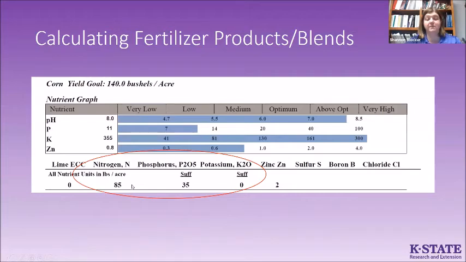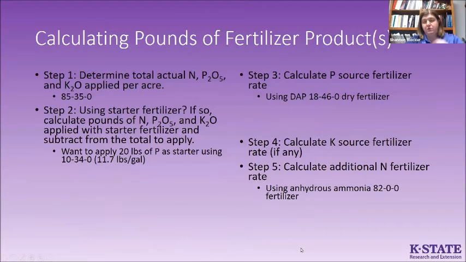So here's an example of a recommendation of 85 pounds of nitrogen, 35 pounds of P2O5, and no potassium, and then 2 pounds of zinc. And I wanted to quickly show you how that works out as far as calculating the blend or the fertilizer that you would be using. Now, I will say first off that this is not a great blend.